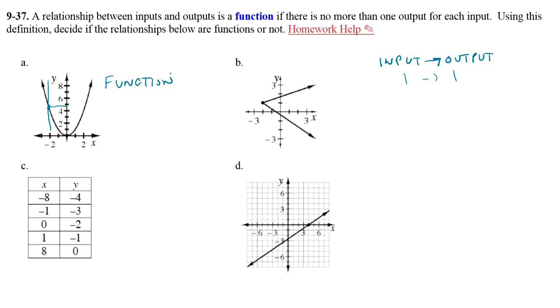All right, now when I come over to B and when I draw my vertical line test, when x is 2, I actually have 2 points. I have (2, 2), and then I have (2, -2). So for my one input of 2, I got 2 outputs. Because of that, this is not a function.